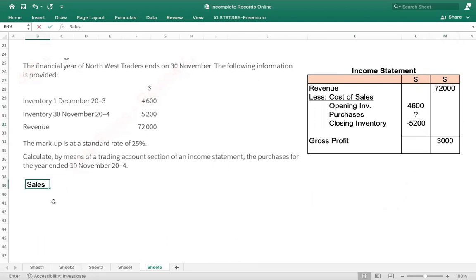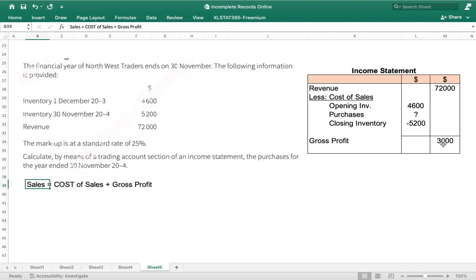So see, I am writing one formula. Sales is equal to cost of sales plus gross profit. Can I write this? Do you agree to this formula? Yes. Sales means revenue.